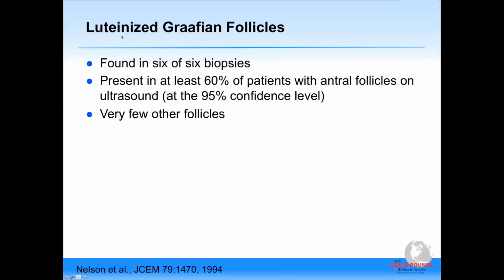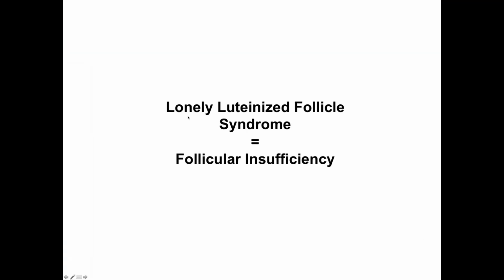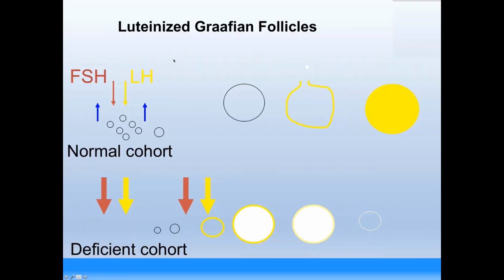So we went on and did more of these biopsies, and the first 6 biopsies we did were all luteinized antral follicles. So statistically, that means if you see one of these on ultrasound, at least 60% of patients with antral follicles, at the 95% confidence level, you can say that's a luteinized antral follicle. And they have very few other follicles on ultrasound and histologically. So now what's going on here? Well, we would call this the lonely luteinized follicle syndrome, or follicular insufficiency.